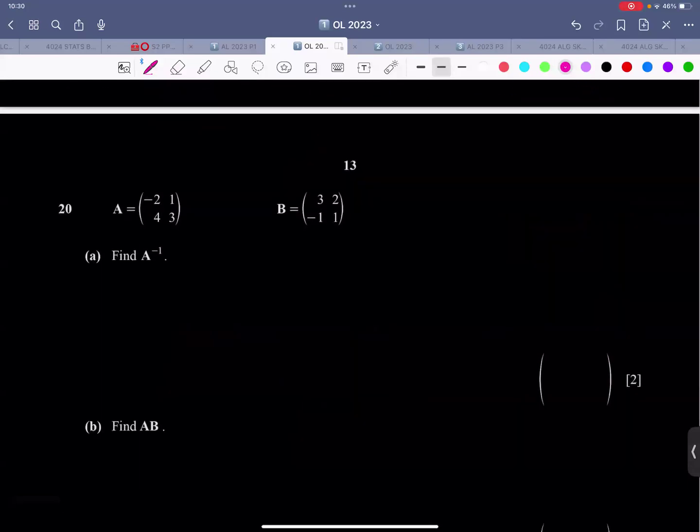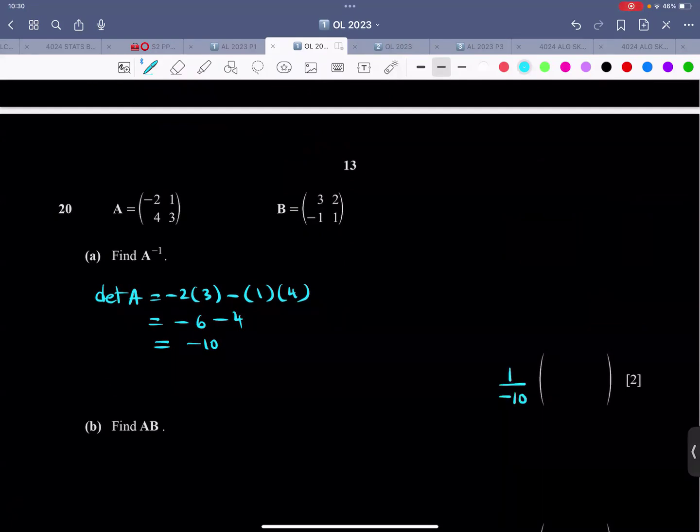20 is matrices. Find A inverse, something very, very basic. Determinant of A, that is minus 2 into 3 minus 1 into 4. Use brackets excessively. That is negative 6, negative 4, that is negative 10. And the A inverse is 1 over negative 10. These two change places. Minus 2 and 3, they change places. So this is 3 and negative 2. These two change sign, that is 1 and 4. So this is 4 and 1. So 3, 4, 1 minus 2.